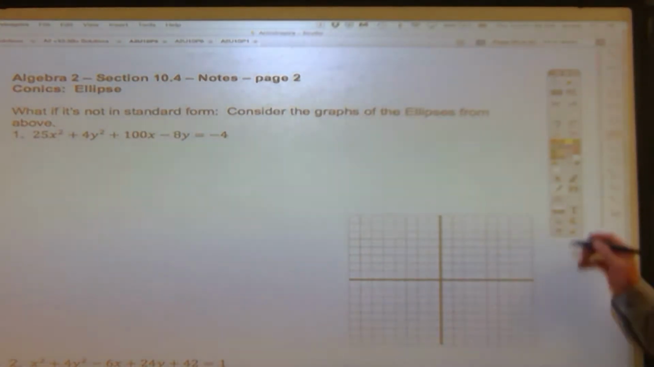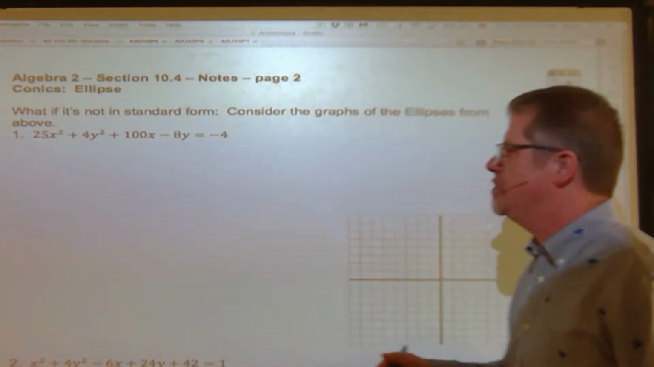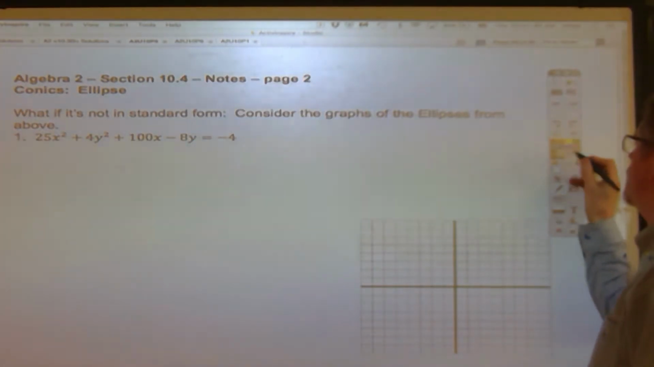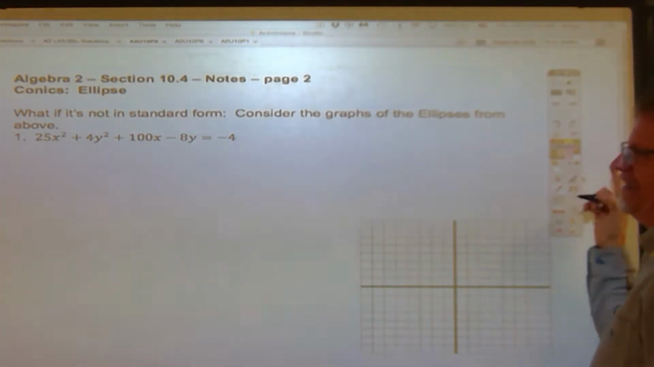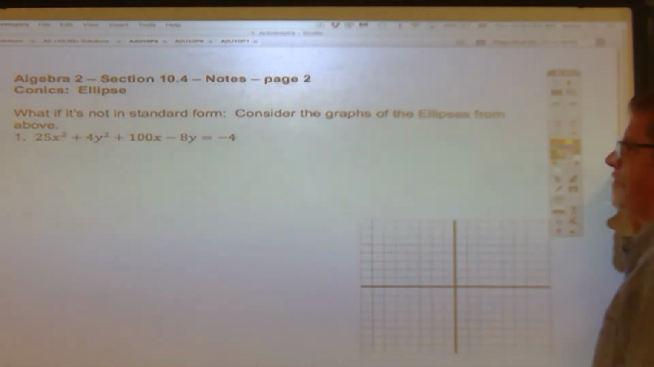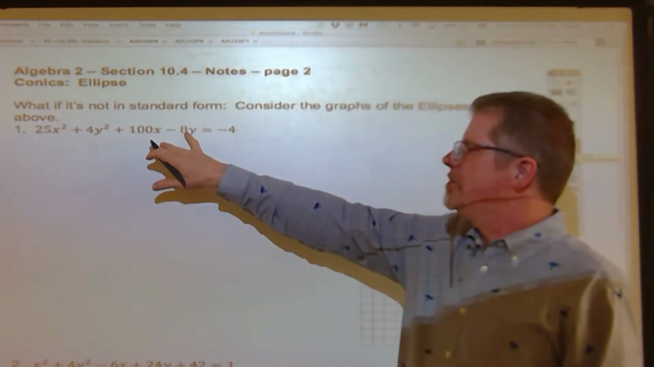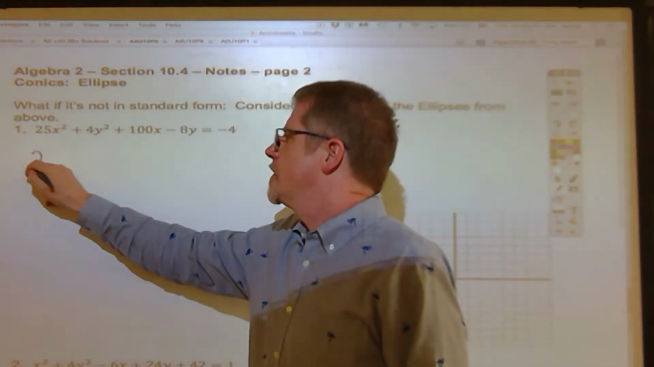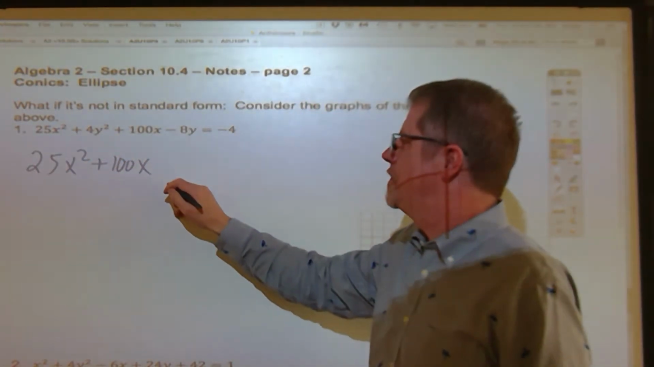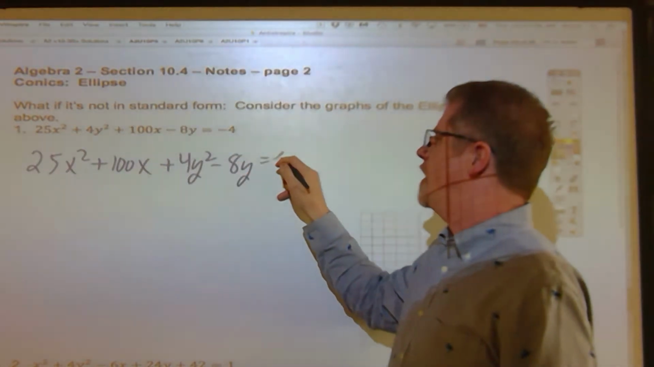But maybe your second greatest teacher were some of the mistakes that you made when playing the hot dog activity. So we're going to capitalize on the recent learning that you did in the hot dog game. And let's rewrite problem number 1 as 25x squared plus 100x plus 4y squared minus 8y equals -4.